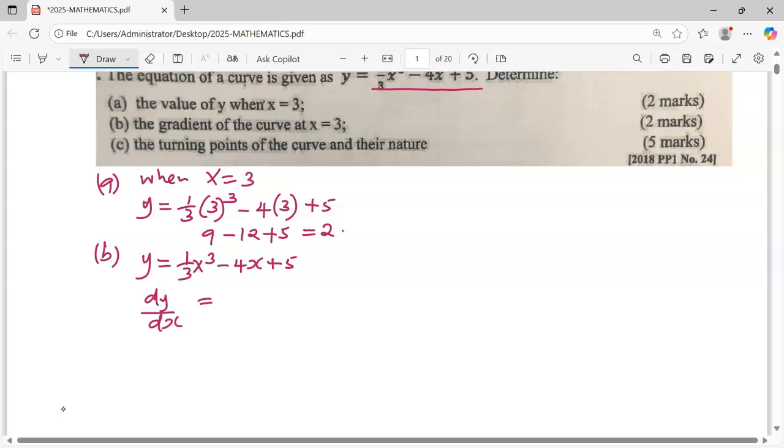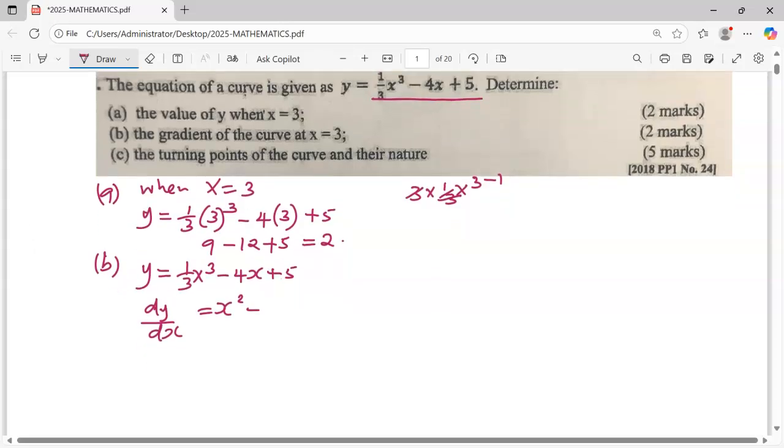And the dy over dx is going to be, this power is going to multiply down here such that we are going to have 3 times a third x cubed. Then we less 1 from the power after we have multiplied that. 3 and 3 will cancel such that we are going to have x to the power 3 minus 1, which will give us x squared. Then minus, remember we have 4x, and for us to differentiate 4x, this is the same as 4x power 1. We multiply by 1 here, then we less 1 from the power such that we are going to have 1 times 4, which is going to be 4x power 0. And x power 0 is 1, 1 times 4 is 4, and therefore the gradient function is going to be x squared minus 4.